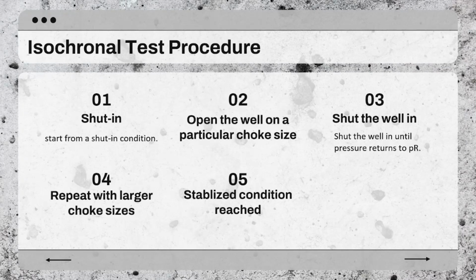Step 4. Repeat the process with progressively larger choke sizes, measuring the flow and the pressure at the same following time intervals. And finally, step 5, allow the well to flow until a stabilized condition is reached on the last choke size.